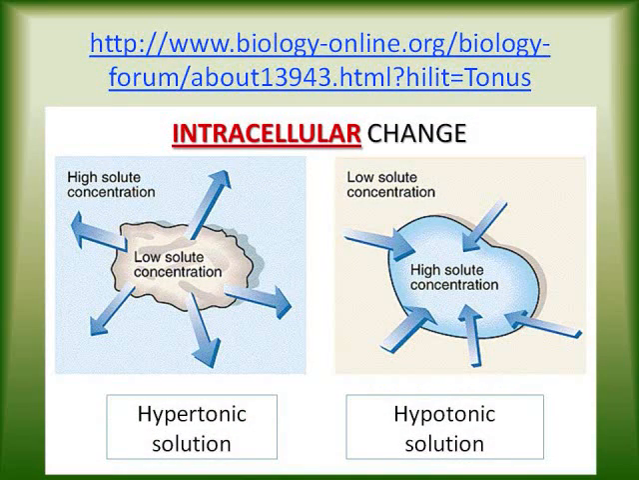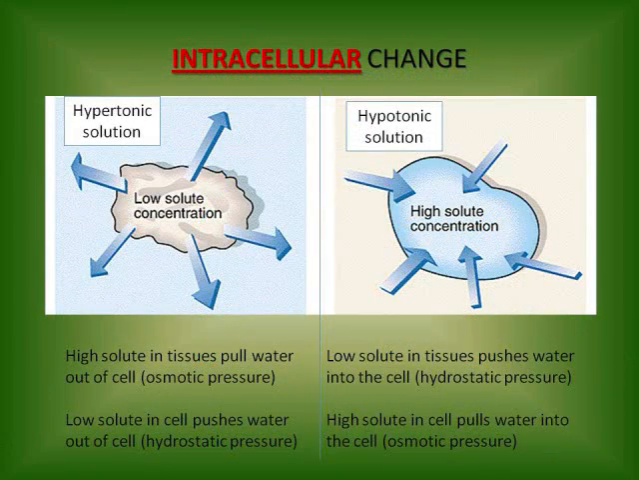Here we have a picture of what happens if you take a cell and put it into a hypertonic solution or a hypotonic solution. If you drop a cell into a hypertonic solution, water is getting pulled out, so the cell is going to shrink. There's a high solute concentration in the fluid that is surrounding the cell. So the intracellular fluid is getting pushed out to try and balance, to even out the fluid concentration between the two.